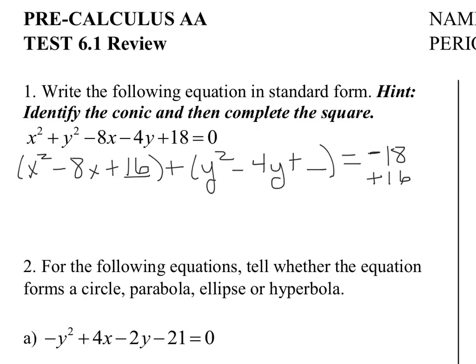Next, I'm going to cut my negative 4 in half. This negative 4 right here, I'm going to cut it in half. That's negative 2. Negative 2 squared is 4. So I'm also going to add 4.